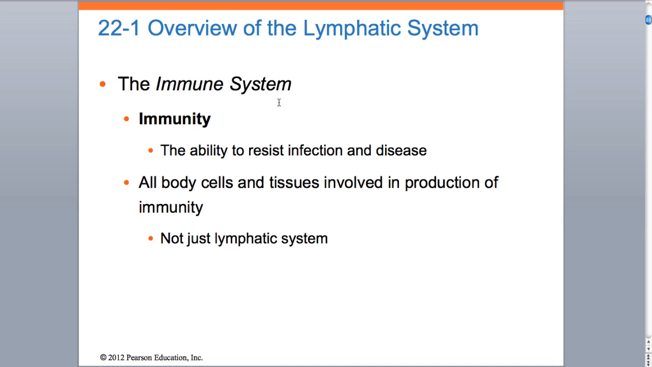Now here's what I was saying earlier. The immune system, we have our immunity. Notice it says it's the ability to resist infection and disease. All body cells and tissues involved produce immunity. So immunity, or the fighting of the germs, is all throughout the body, but it's the immune system of the lymphatic that we primarily key in as our immune system. But all body cells have some degree of immunity involved.